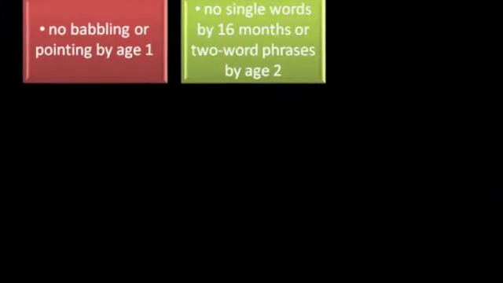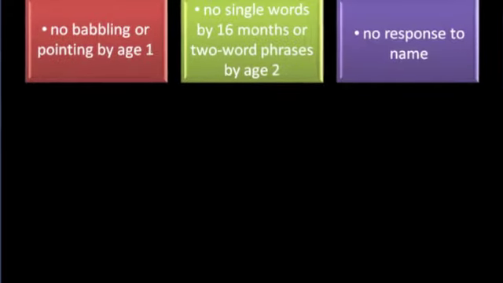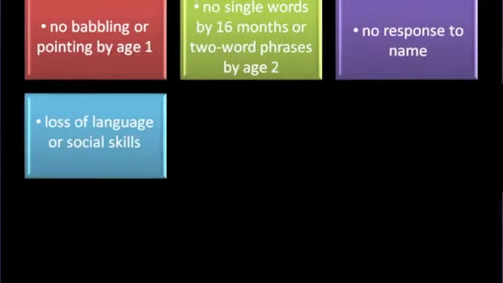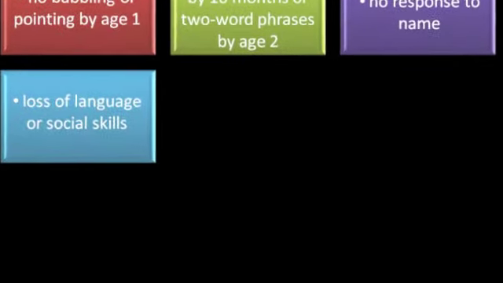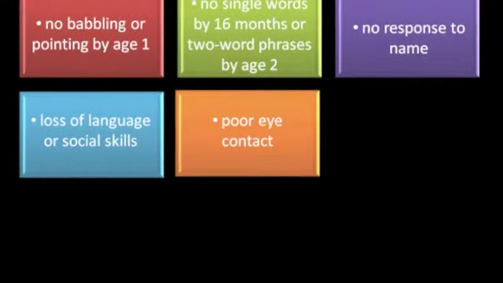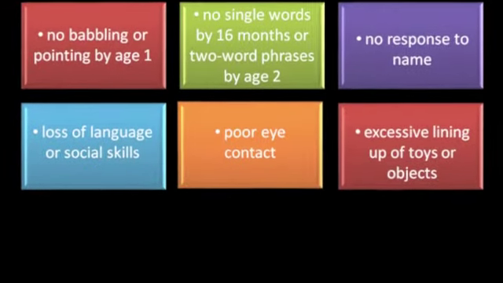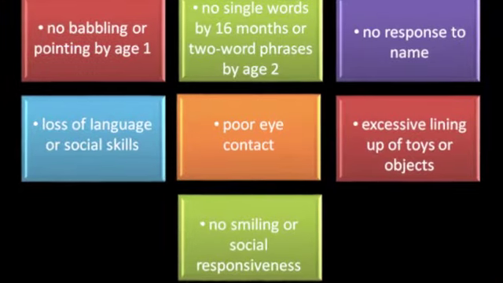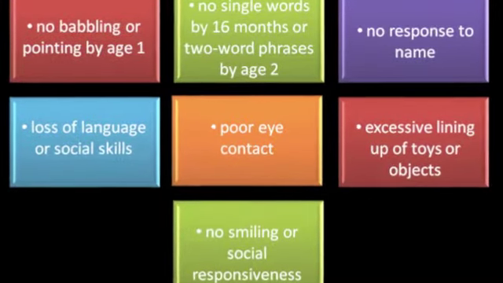Symptoms of autism spectrum disorder can be present from a very early age. Although symptoms vary widely from person to person, some very early indicators include no babbling or pointing by age 1, no single words by 16 months or 2-word phrases by age 2, no response to name, loss of language or social skills, poor eye contact, excessive lining up of toys or objects, no smiling or social responsiveness.